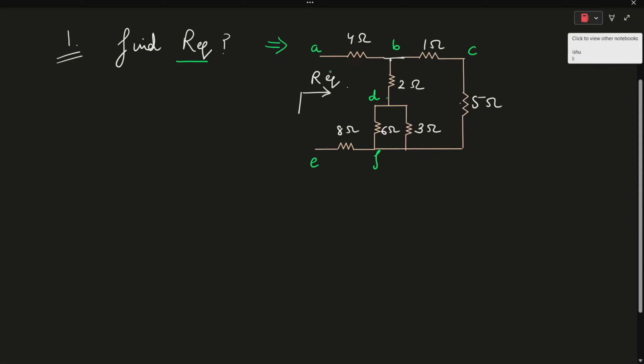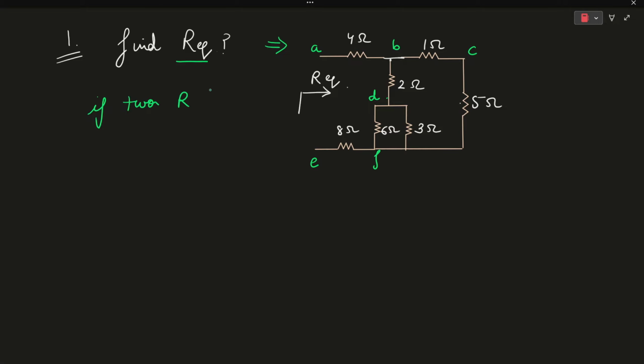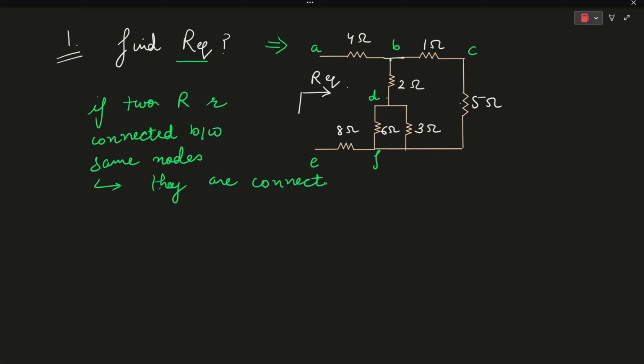We can say that if two resistors are connected between the same nodes, then they are connected in parallel, okay?